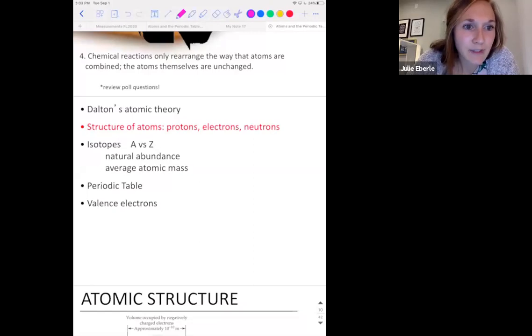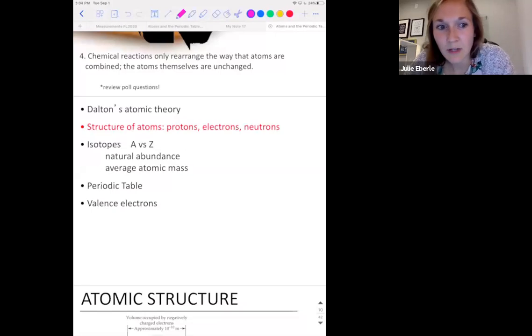Okay, so which one's inconsistent? Definitely B. You cannot have 1.5 hydrogen atoms, but there's another one that is inconsistent. D, the formation of a compound often involves the destruction of one or more atoms. We don't destroy or create new atoms, we just rearrange them. So D is also inconsistent in this poll.